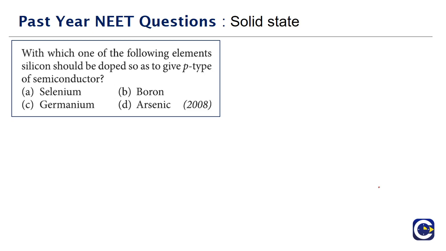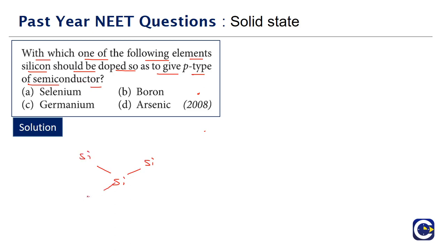This is a question that has come in the year 2008. With which one of the following elements silicon should be doped so as to give a p-type semiconductor? Now if you look at silicon, what will be there in a silicon crystal structure? Each silicon will be bonded to 4 more silicon atoms. So we require a p-type semiconductor.